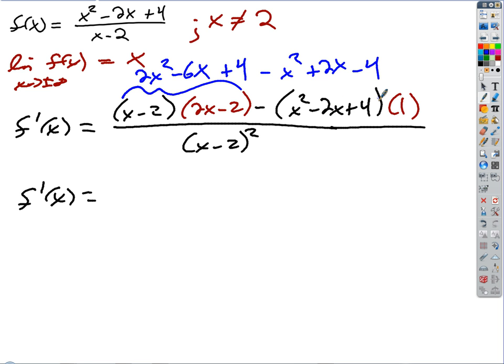Let's just combine like terms. And we get what, x squared. How many x's? Negative 4? And the 4's go away. There you go. Okay, all over x minus 2 squared. So critical numbers. Is the first derivative undefined anywhere in this domain?